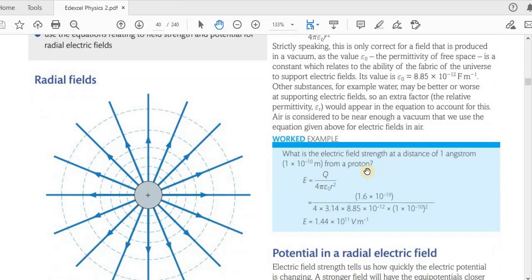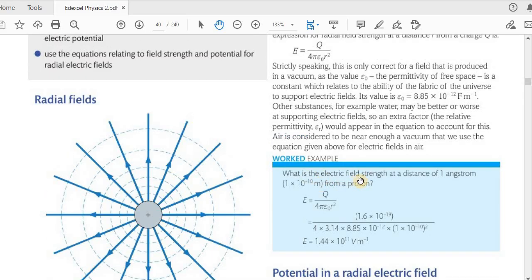So let's see how we can use this equation. What is the electric field strength at a distance of 1 angstrom from a proton? Remember, this is a very small distance, that's why they use 1 angstrom. They have given you what that is: 10 to the power minus 10 meters.